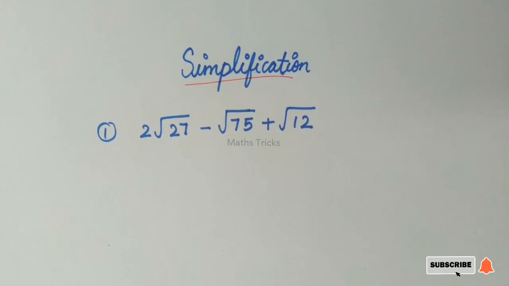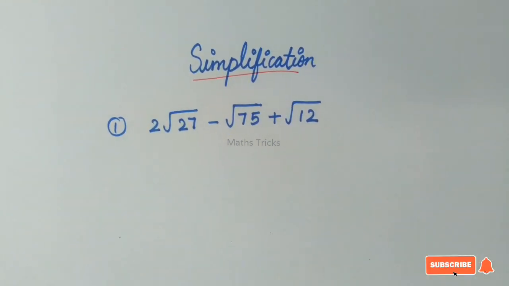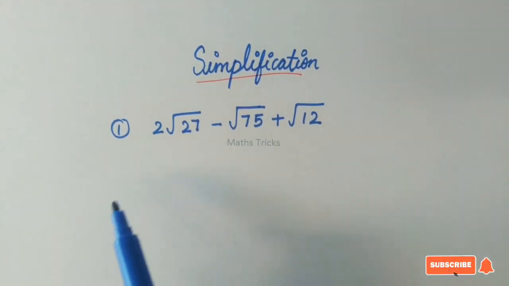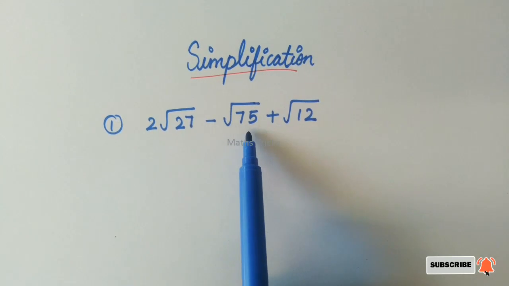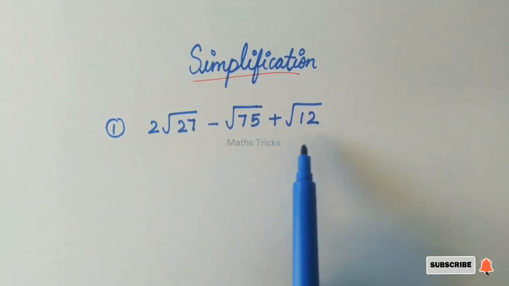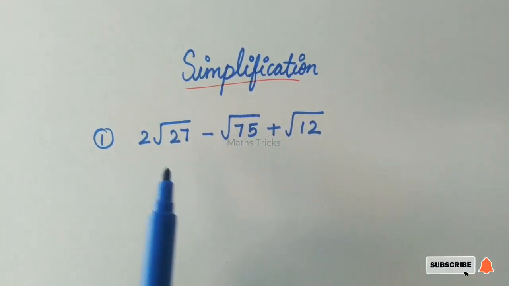Today we're going to see a simplification sum. These kinds of sums are very helpful for all bank exams, RRB and SSC. Now let's enter into the sum: 2 root 27 minus root 75 plus root 12. What is the answer? We can calculate it within seconds.